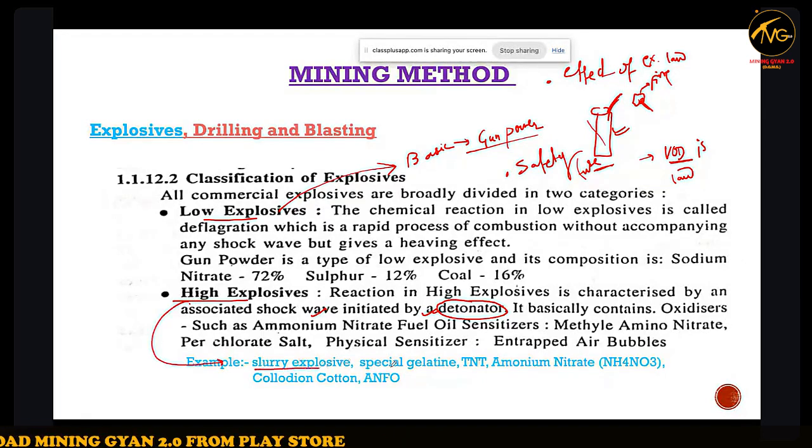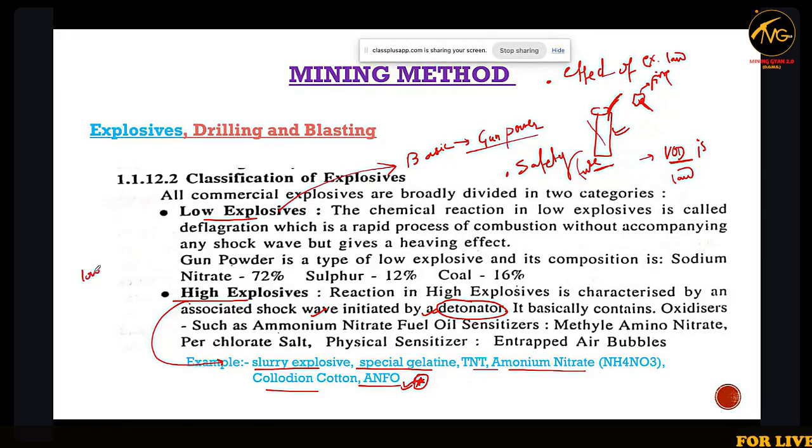Celery explosive, special gelatin, TNT, ammonium nitrate, collodion cotton, NFO. You should mug up this example. If you get any other, you should know, because they will ask in your multi choice question that what type. You will not know colloidal cotton, so you may mark is low explosive. So you should know this is high explosive.